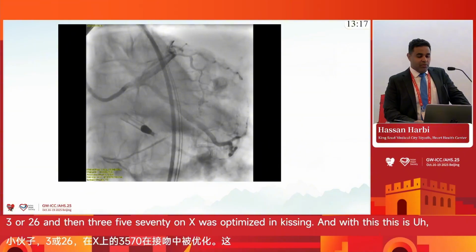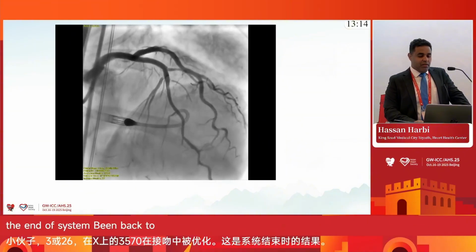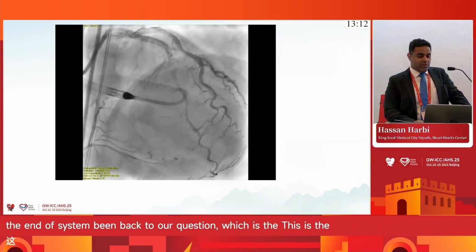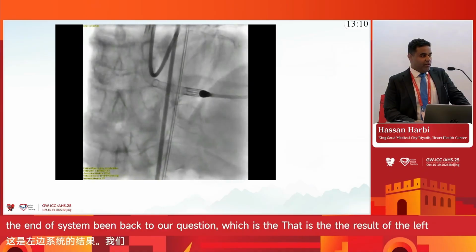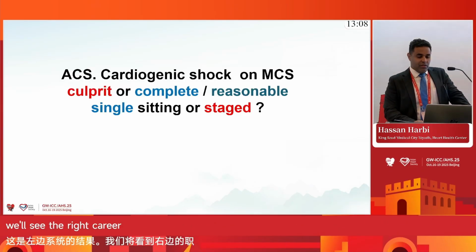Then back to our question, this is the result of the left system, and we see the right coronary artery very clearly from this picture. It is occluded.